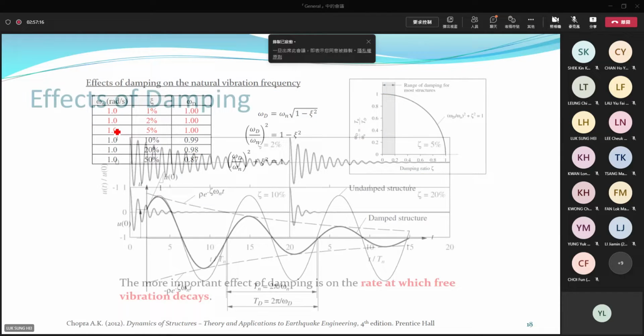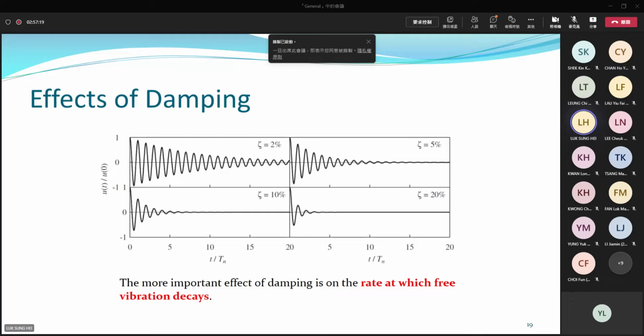Effects of damping. This picture shows you a system with different damping ratios, 2%, 5%, 10%, and 20%, for a free vibration system. This graph is normalized by the vibration amplitude, U over U0, which means it's normalized by the displacement amplitude, so that the maximum value and minimum value are 1 and minus 1. It just makes the graph easier to understand.